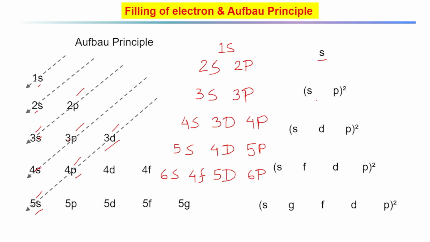Or you can do it the pyramidal way: s, sp square, sdp square, sp square, sdp square, sfdp square. And then when you break these squares, you have to write them in two different rows, and it will be filled one by one according to the row. So any one way you can choose to remember this electronic configuration filling. You can choose any way, whichever seems easy to you.